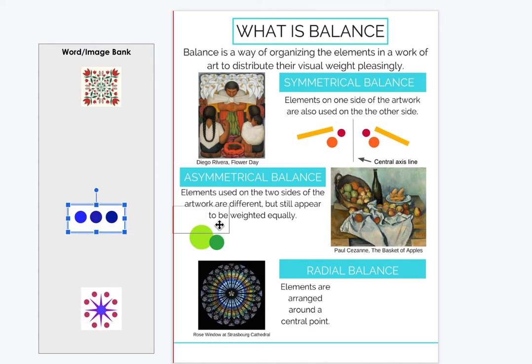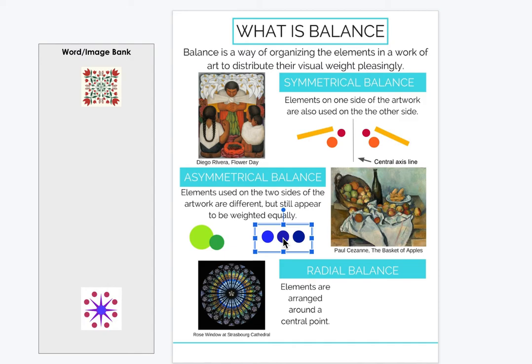Then we have this one. Some people might wonder, why is this asymmetrical? Well, if you zoom in a little bit, these colored dots are actually slightly different. One's a little bit darker than the other, which makes it asymmetrical. If they were all the same color, then they would be symmetrical. Very good.